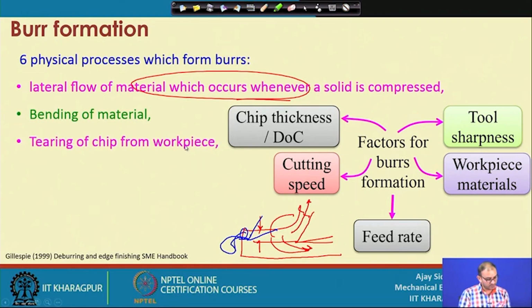Tearing of chip from the workpiece. This happens mostly in brittle materials, because now you consider the machining of a brittle material, and there is crack propagation. So, this is the crack generated during the machining.